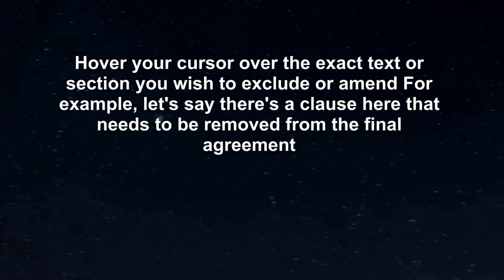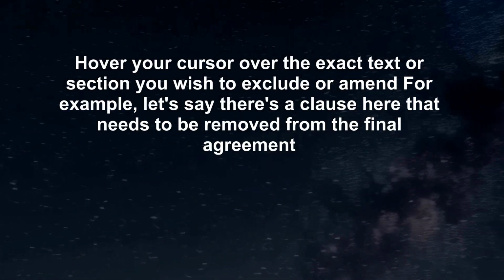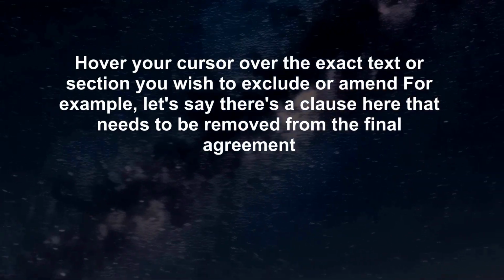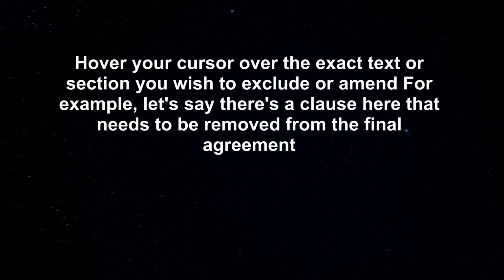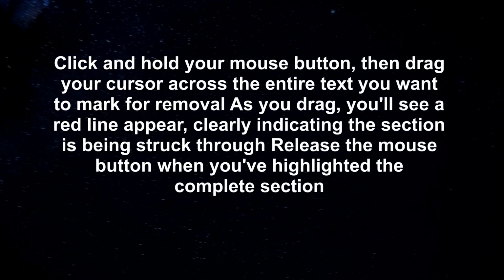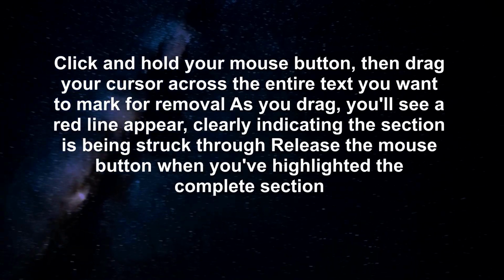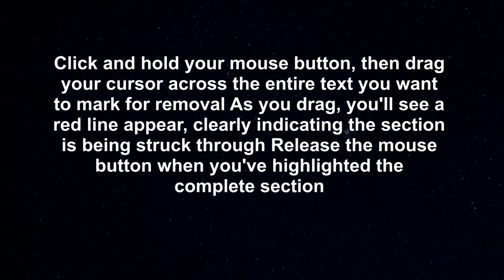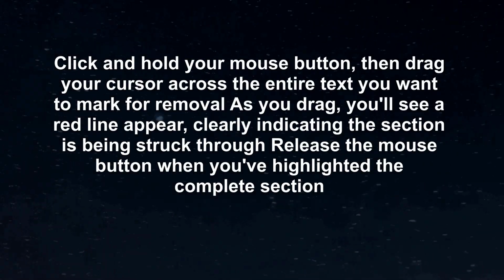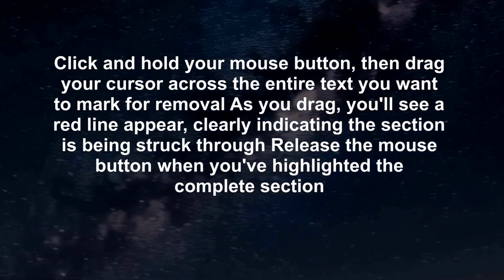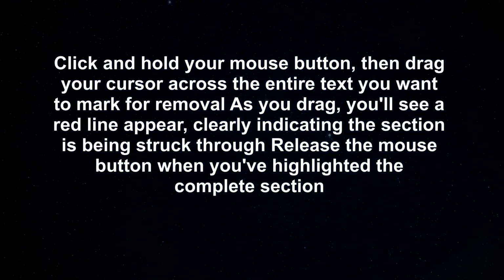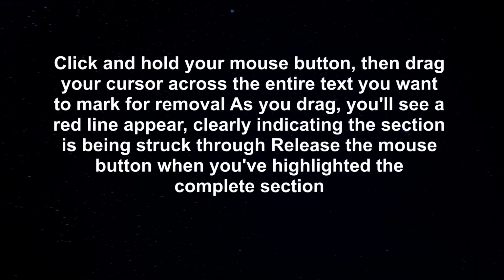Hover your cursor over the exact text or section you wish to exclude or amend, for example. Let's say there's a clause here that needs to be removed from the final agreement. Click and hold your mouse button, then drag your cursor across the entire text you want to mark for removal. As you drag, you'll see a red line appear, clearly indicating the section is being struck through. Release the mouse button when you've highlighted the complete section.